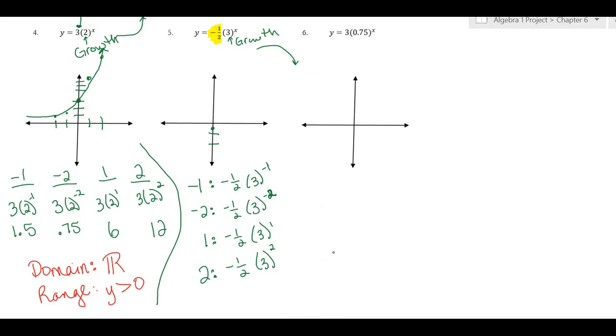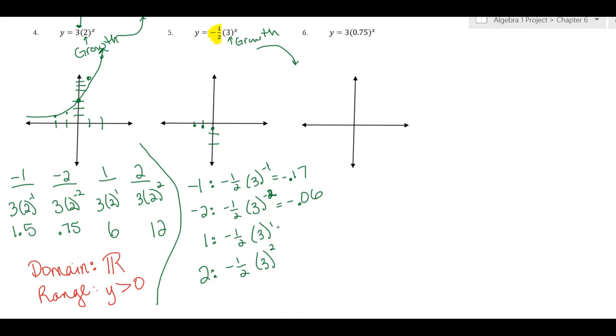So -1/2 times 3 to the -1 is -0.17. So -1, -0.17. That's pretty close. And then this one is even closer. It's -0.06. So I'm going to try and get a little closer. Okay, now let's try the positives.